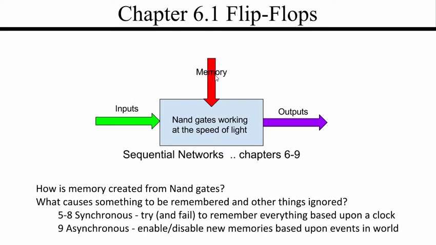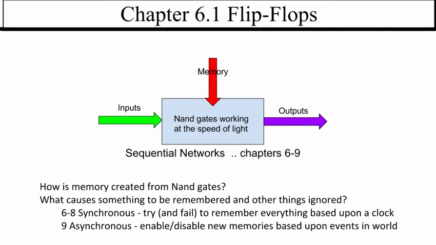Networks that consider both memory and input are called sequential networks. Sometimes they're called finite state machines. We're going to call everything we cover in chapters 6 through 9 a sequential network. That's the remainder of this course. So some of the questions we can ask about this is, how is memory created with NAND gates? And what causes something to be remembered and other things to be ignored?